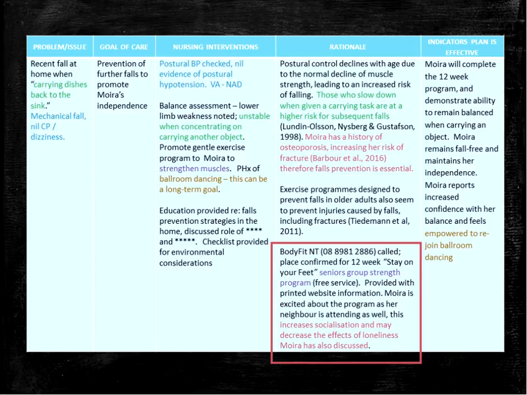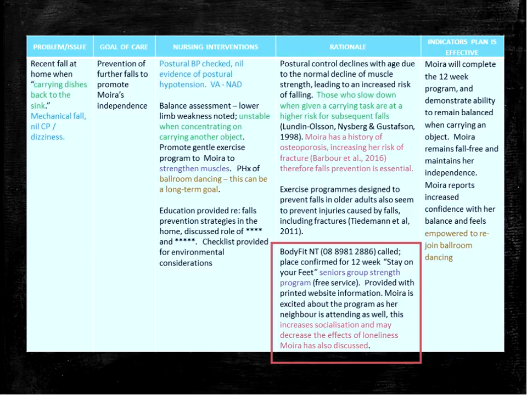And as you'll remember from the lectures, that I'm sure that you have all watched, there's a difference between a mechanical fall and something a little bit more sinister like a syncope. So it's important to make those delineations. The goal of care is to prevent any further falls from happening. That's fairly self-explanatory, isn't it? And the nursing interventions that I've decided to do for Moira are, firstly, I'm going to check her postural BP. There's no evidence of postural hypertension, and her visual acuity is NAD, which means no abnormalities detected.